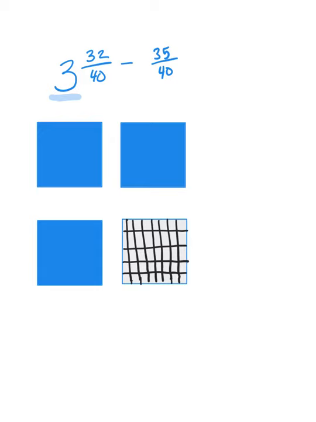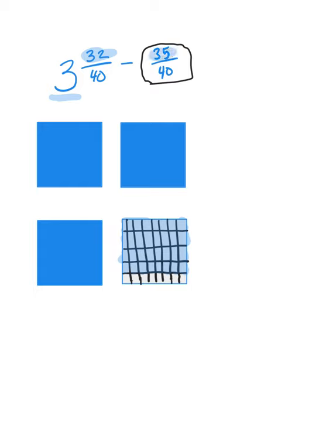Okay, so I have 3 and 32 out of 40 to work with. So I need to shade in 32 of these pieces. So that's 8, 16, 24, 25, 26, 27, 28, 29, 30, 31, and 32. Okay, so that's what 3 and 32 out of 40 look like.